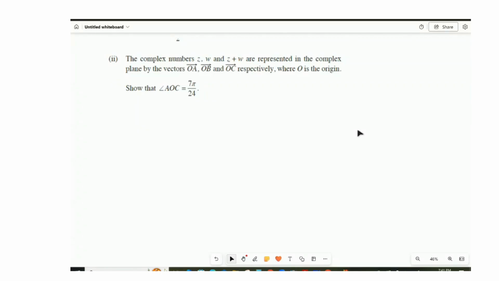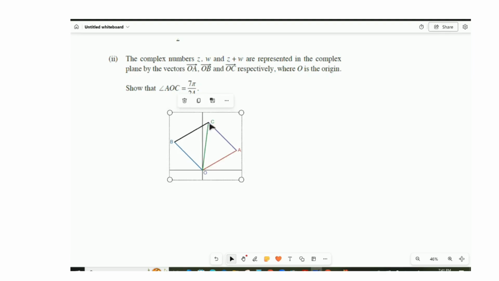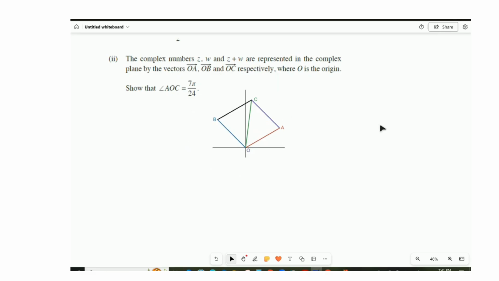Okay, now let's go to 14a part 2. The complex numbers z, w and z plus w are represented in the complex plane by the vectors OA, OB and OC respectively, where O is the origin, and we want to find angle AOC. So now I will draw these complex numbers in the Cartesian plane. It is something like this.